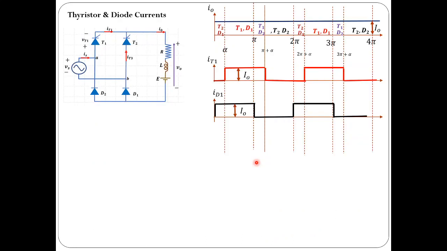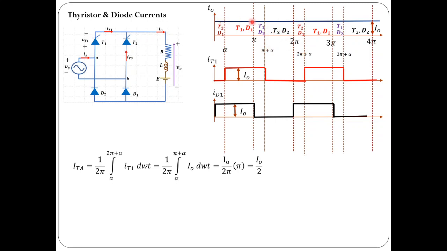Now coming to diode and thyristor current, you can see thyristor 1 is going to conduct from alpha to pi plus alpha, and thyristor 2 is going to conduct from pi plus alpha to 2 pi plus alpha. So both of them are going to conduct for pi radians for the entire cycle. The conduction angle of thyristor 1 would be pi radians, and the conduction angle of thyristor 2 is also going to be pi radians, that is from pi plus alpha to 2 pi plus alpha.